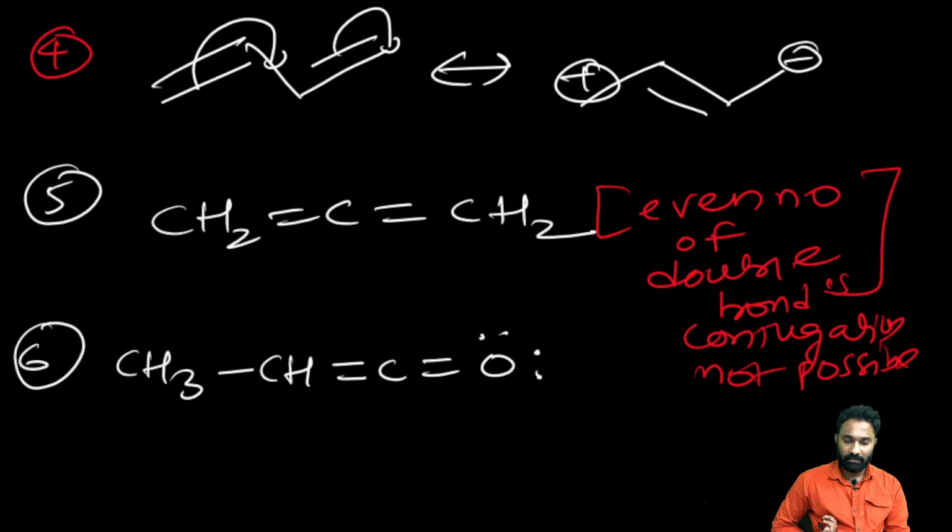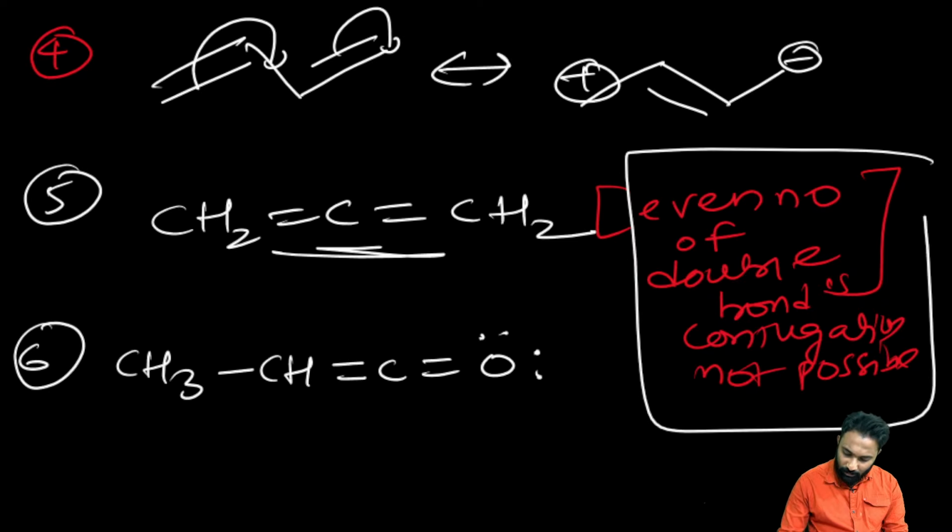Any other? See, here also the even number of cumulative dienes are given. Okay, done. I will say, listen. If an even number of double bonds are given, delocalization is not possible, we know, conjugation is not possible. But with this type of concept, when this oxygen is attached, delocalization is possible. How? Because this oxygen lone pair of electrons and this pi bond are both parallel to each other, so delocalization will happen in this compound.